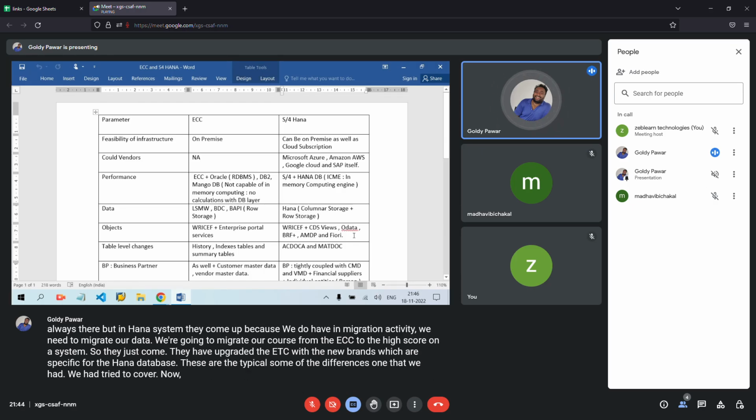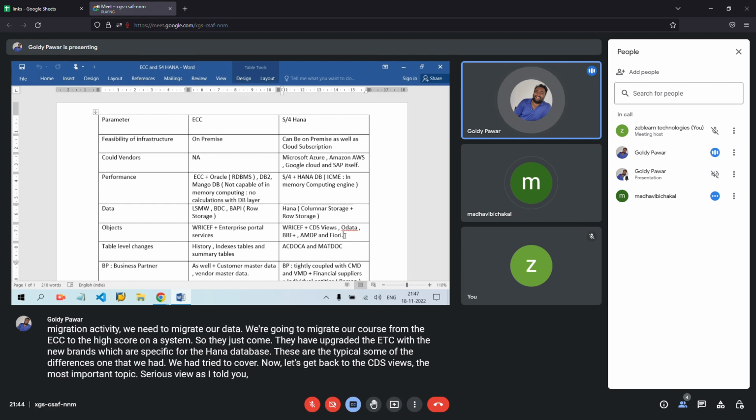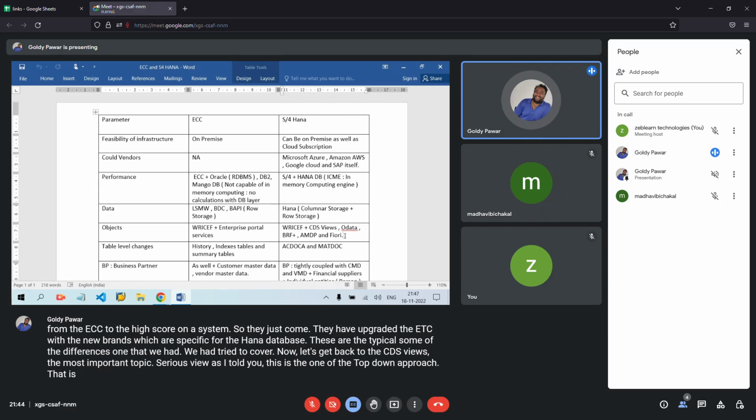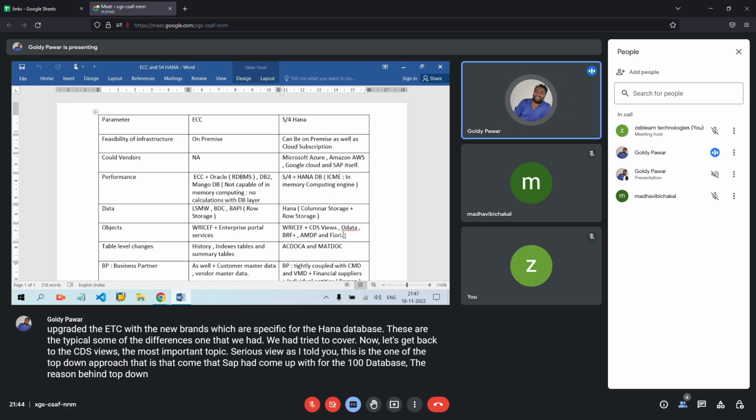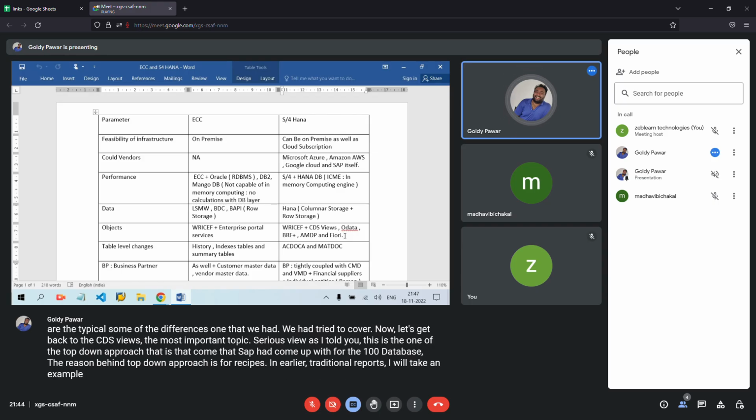Now let's get back to the CDS views, the most important topic. CDS view, as I told you, is one of the top-down approaches that SAP came up with for the HANA database. The reason behind the top-down approach is that in earlier traditional reports, I will take an example of a report, as you see in BW as well.